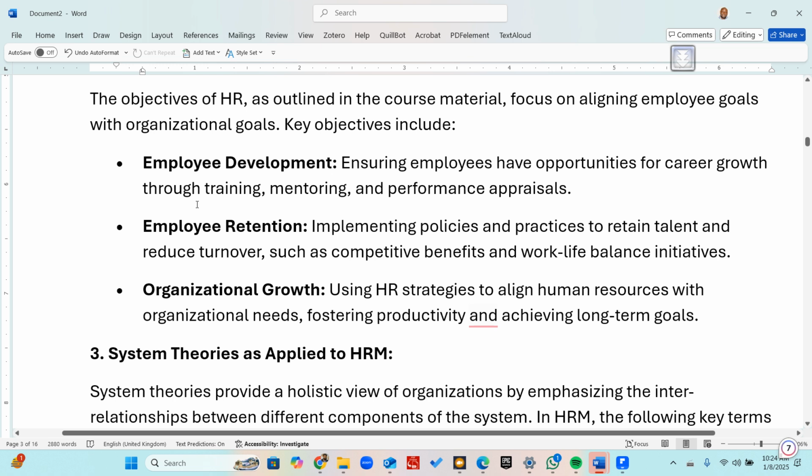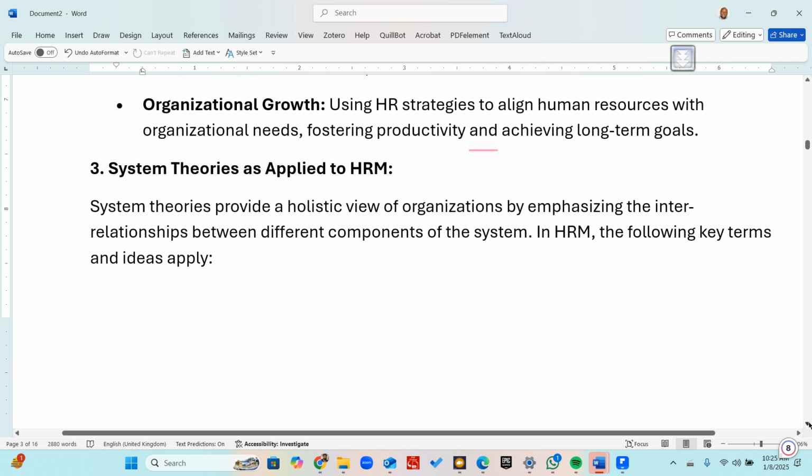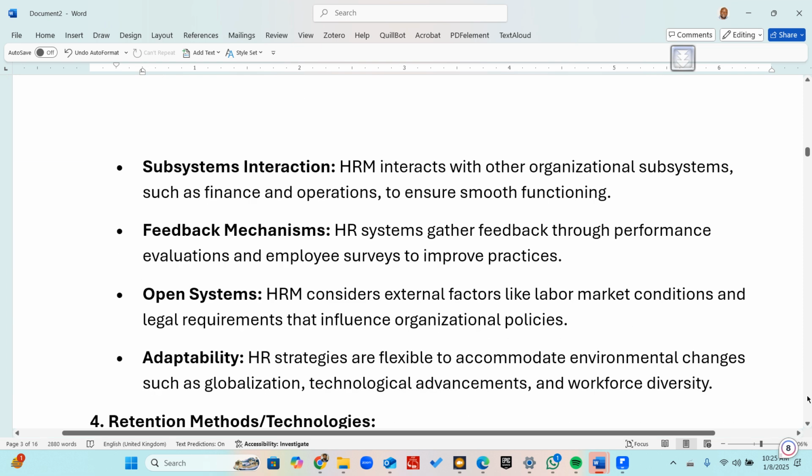Employee development is one of the HR objectives, along with employee retention and organizational growth. Three, we are moving to system theories applied to HR. System theory provides a holistic view of the organization by emphasizing the interrelationship between different components of the system. In HRM, that's human resource management, the following key terms and ideas apply to system theory.